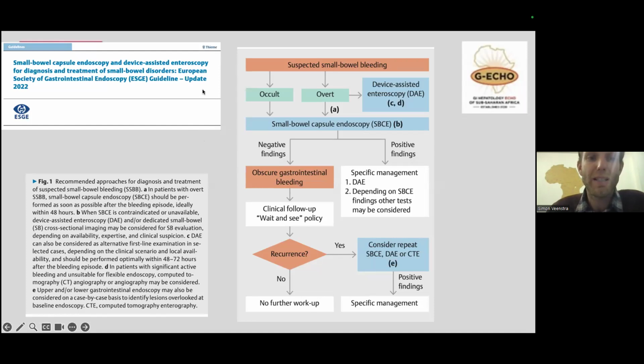I think the ESGE guideline was looking at small bowel capsule endoscopy and device-assisted enteroscopy in small bowel disorders as a whole, but they had a subcategory on suspected small bowel bleeding. I think this is a much simpler algorithm to follow, and was brought out in 2022, so more recent. But here, I think the main difference is that the first line of investigation after a negative upper and lower endoscopy is to perform a video capsule, and if positive, obviously then to proceed with specific management, and if negative, then to pursue a wait and see policy, and only repeat workup if there was a recurrence.